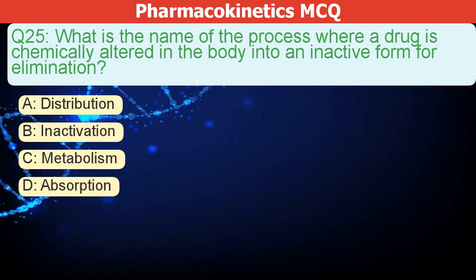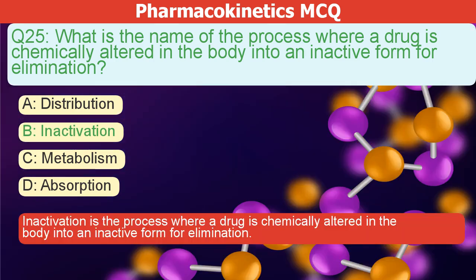What is the name of the process where a drug is chemically changed in the body to become inactive and get removed? A. Distribution. B. Inactivation. C. Metabolism. D. Absorption. The correct answer is B. Inactivation is the process where a drug is chemically altered in the body into an inactive form for elimination.